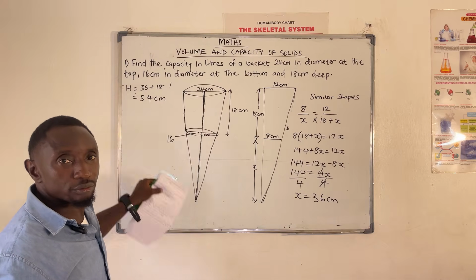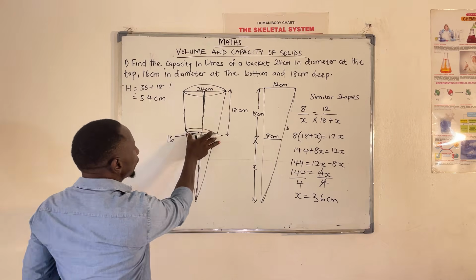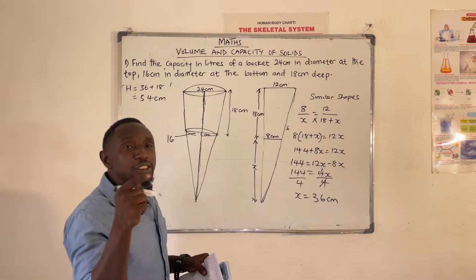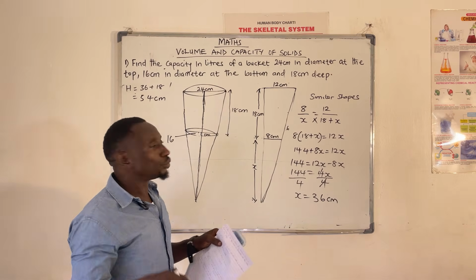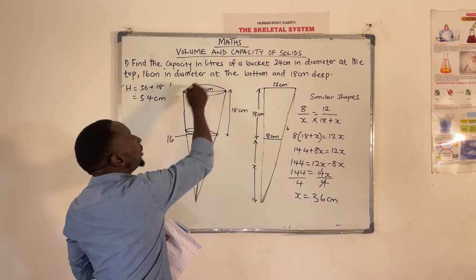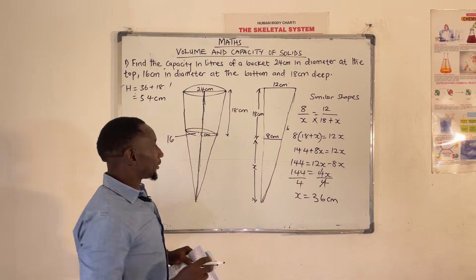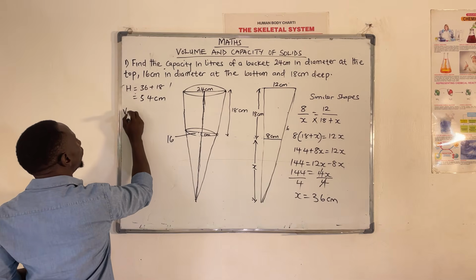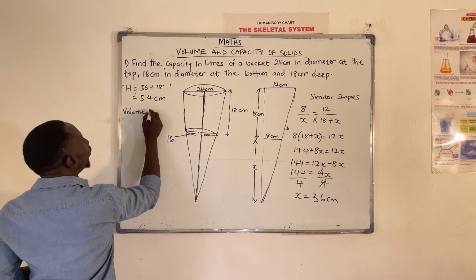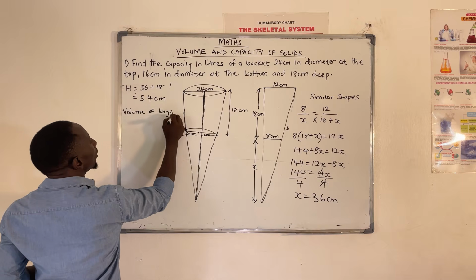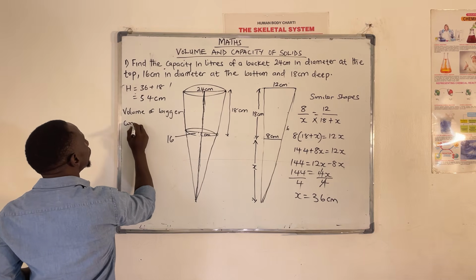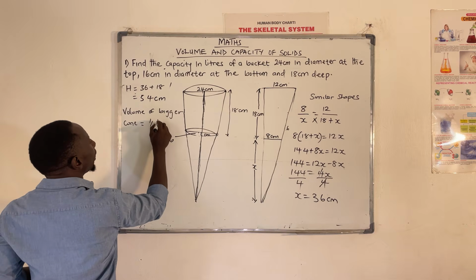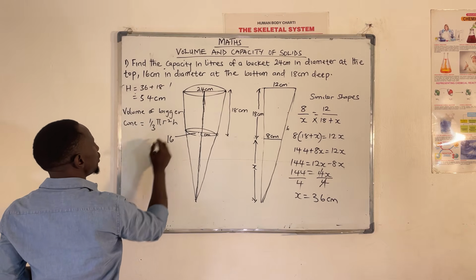Now, we will find the volume, like I said earlier, if you remember. We will find the volume of the bigger cone and then find the volume of the smaller cone and subtract the volume of the smaller cone from the volume of the bigger cone. And that will now give us the volume of the what? Bucket. So we now, volume of bigger cone, volume of bigger what? Cone is equals to 1 over 3 pi r square h.